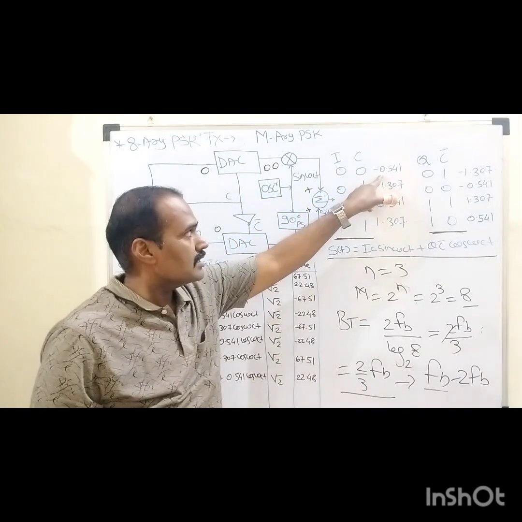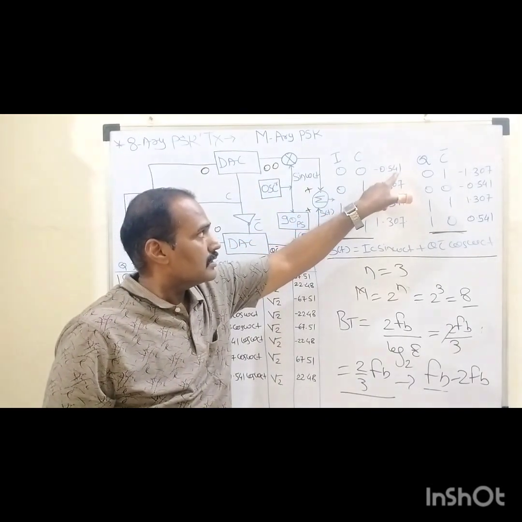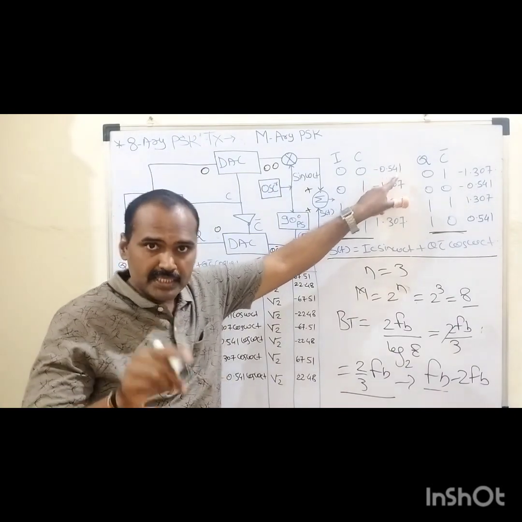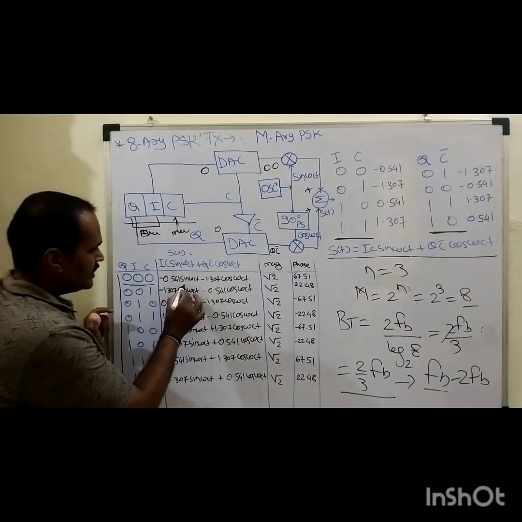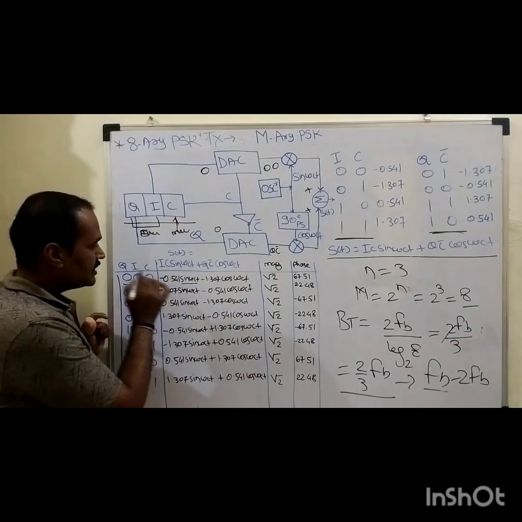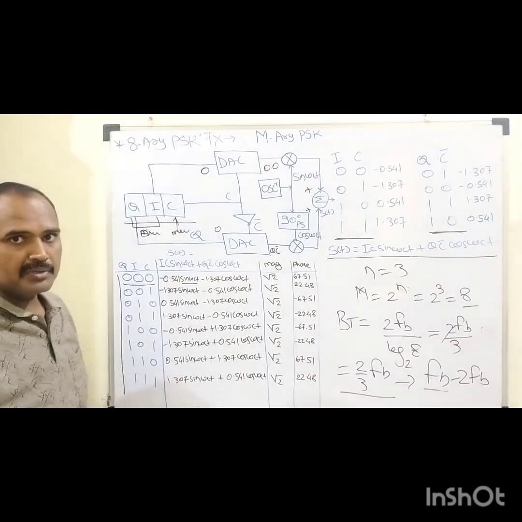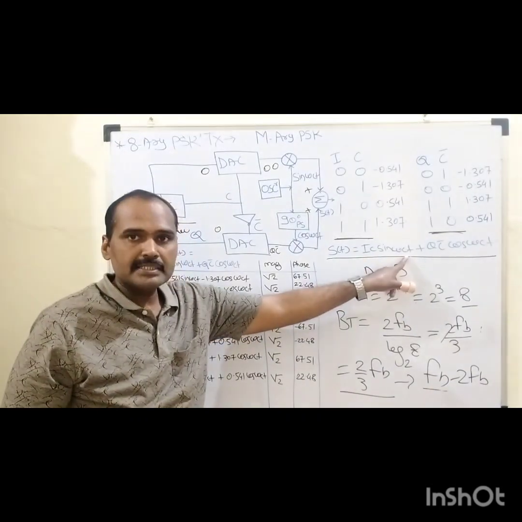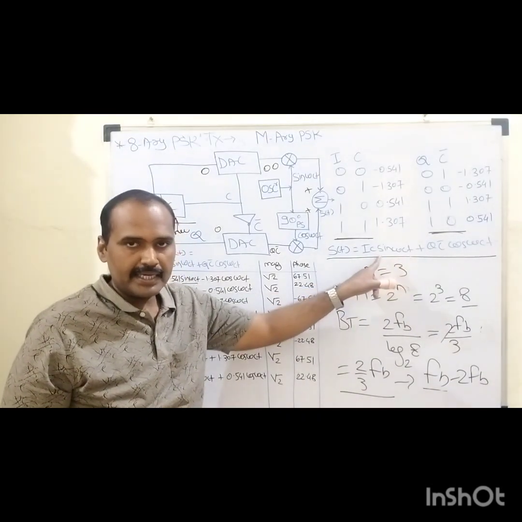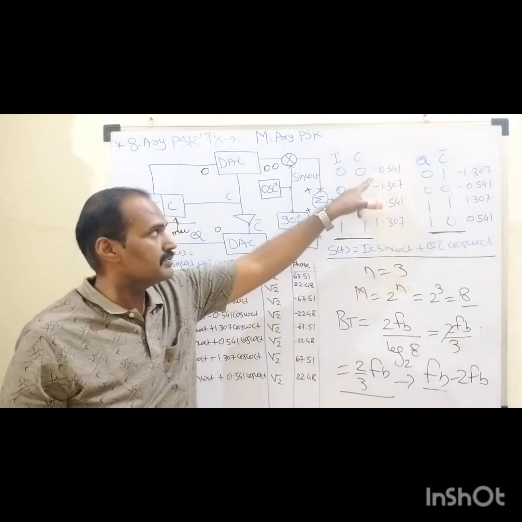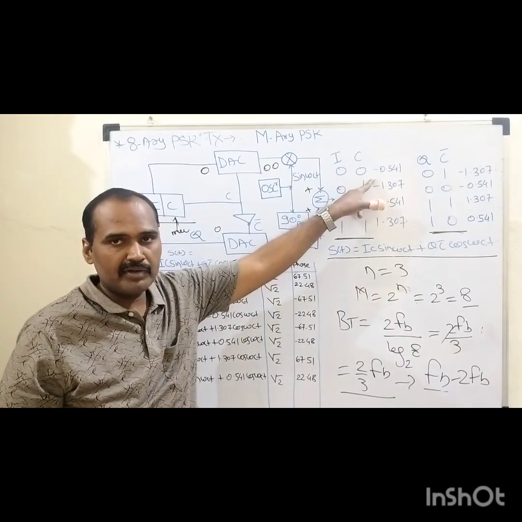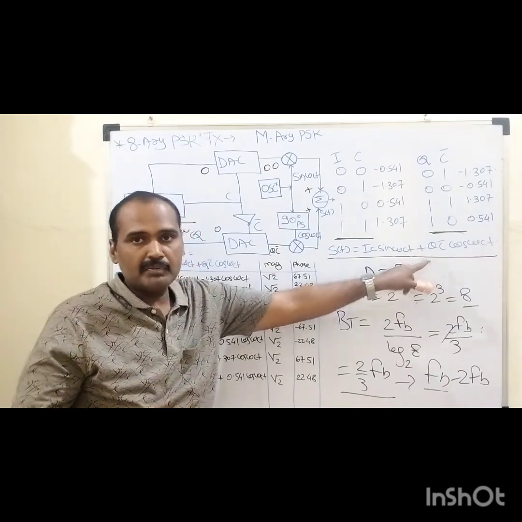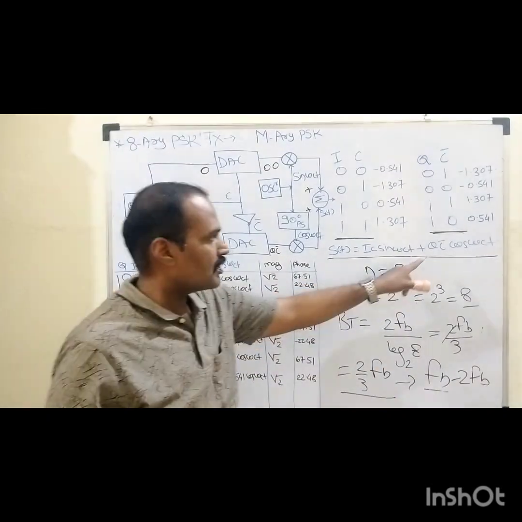Minus 0.541 is multiplied with this sine carrier, along with the negative sign, because that negative value is assigned, right? In this way IC into sin of omega ct is represented, where I equals 0 and C equals 0. So which value is assigned? Minus 0.541, right?